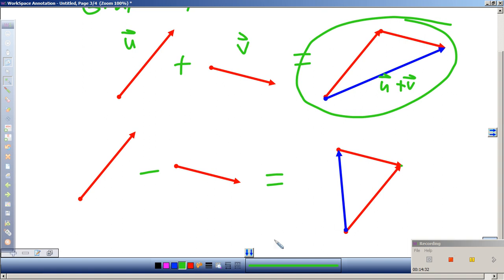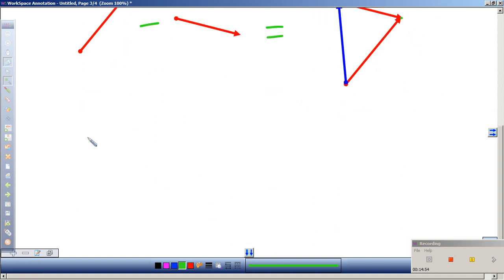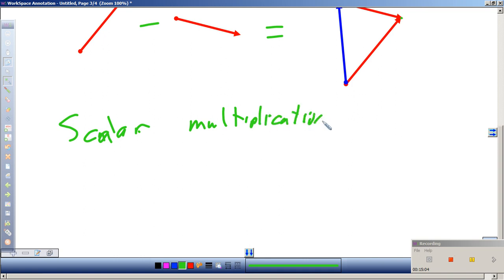Okay. Now we've got one more part. Scalar multiplication. Okay, what's a scalar? In matrices, it's the number you multiply out front of the matrix. We're applying the same thing. A scalar is just a numeric value. It does not have a direction.